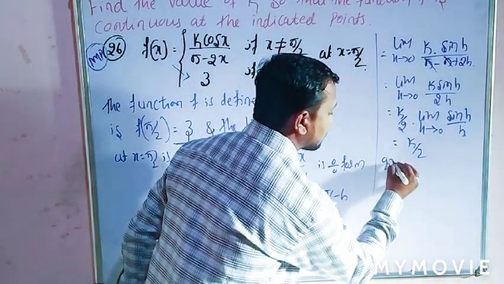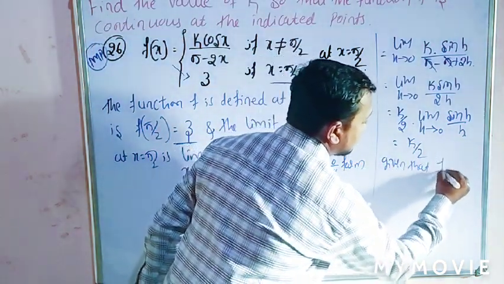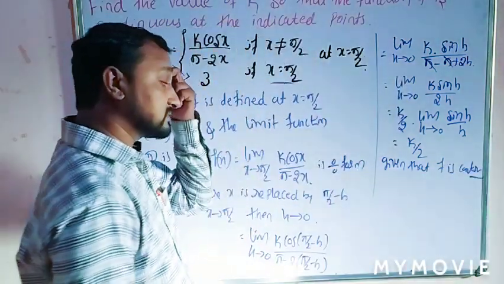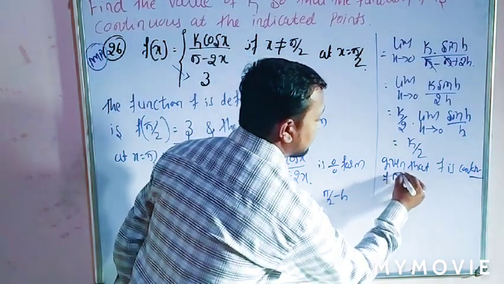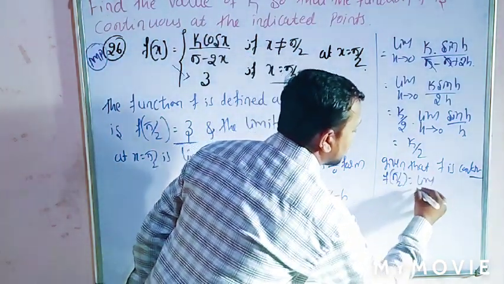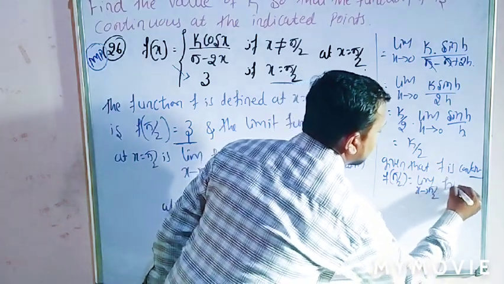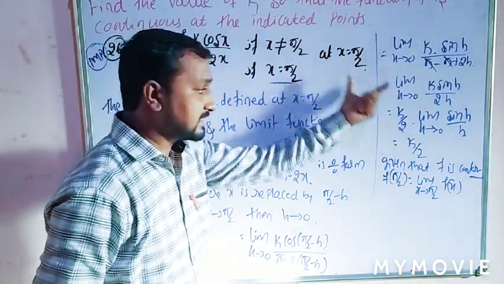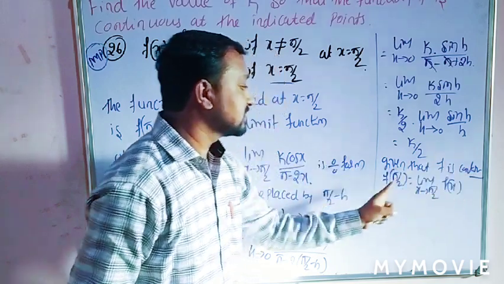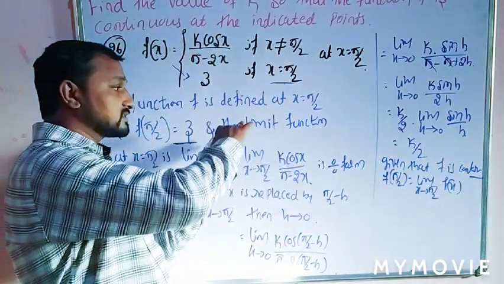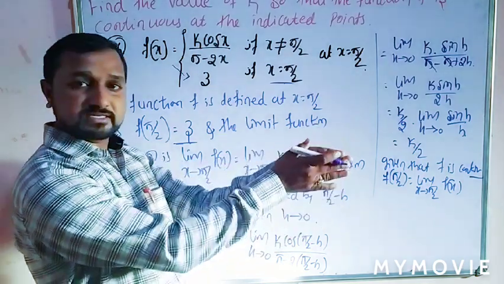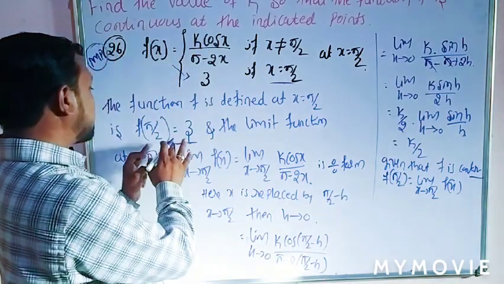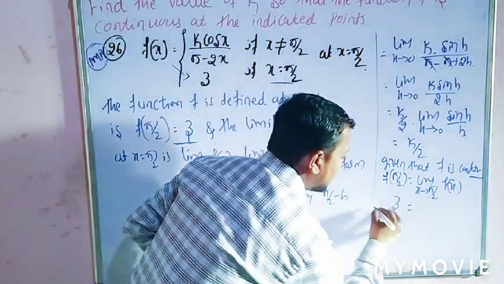Then given that f is continuous. F is continuous means the constant function equals the limit function, that is f of pi by 2 equal to the limit of f of x as x tends to pi by 2. Already given that the function is continuous at the point x equal to pi by 2. The value of f of pi by 2 is 3. This constant function value is 3.